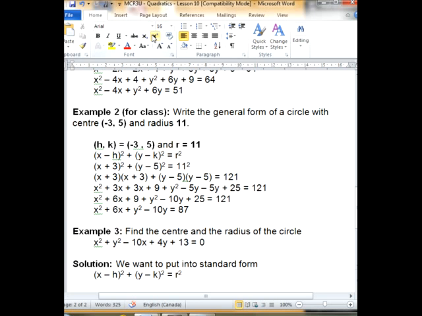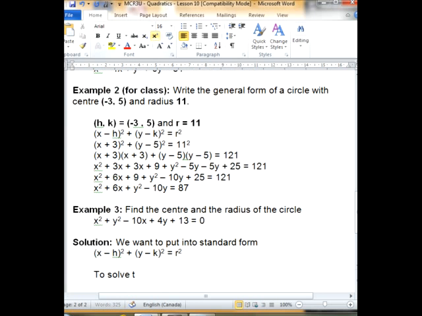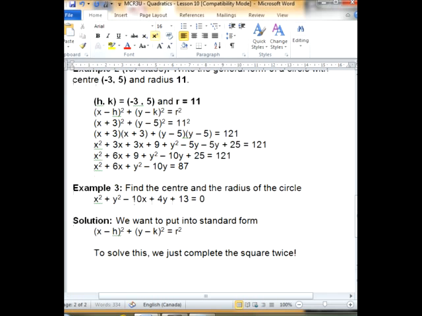Okay, so what we're going to do to solve this, we just complete the square twice. We're going to bring all the x's together and complete the square. Then we're going to bring all the y's together and complete the square. So I'm going to rewrite this just as x squared minus 10x plus y squared plus 4y equals -13.